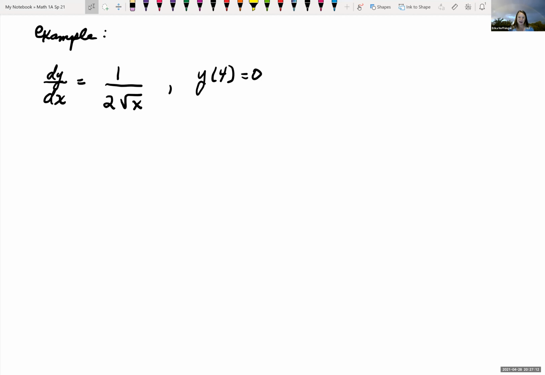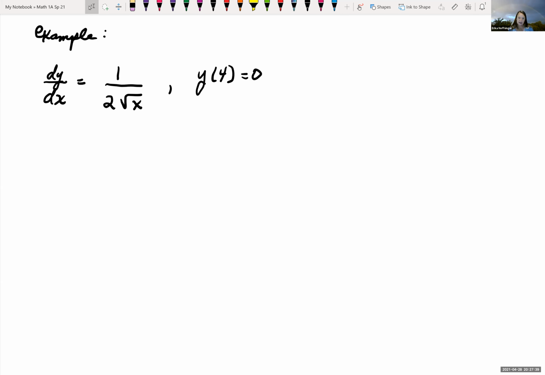Let's look at another initial value problem. We're given that the derivative of y, dy/dx, is equal to 1 over 2 square root of x. We're also given that the original function y, when evaluated at 4, when x is 4, the value we get back is 0. And so we want to find our original function y of x.